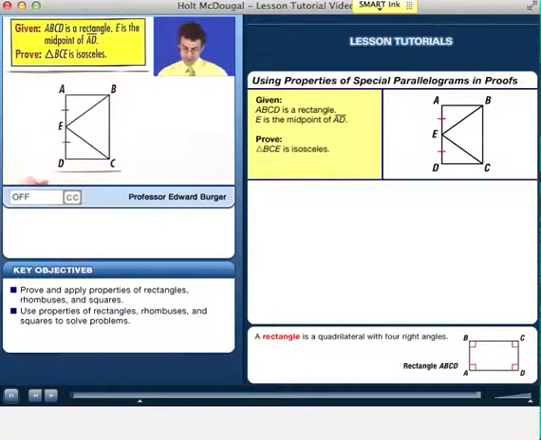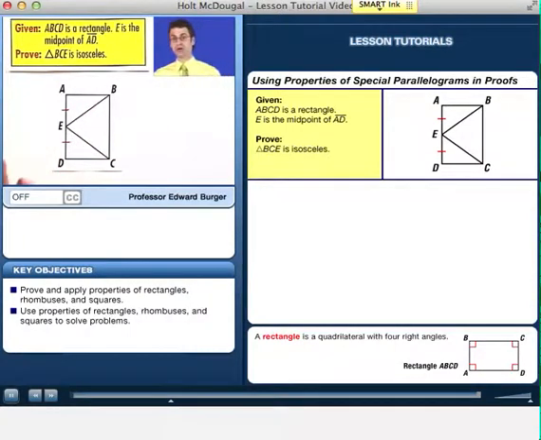Our mission is to prove that triangle BCE, that triangle, is an isosceles triangle. What does it mean to be isosceles? It means that it has to have two sides that are congruent. Which two sides would you guess are going to be congruent? I'm going to guess it's going to be BE and CE. I think these two sides are going to be congruent.